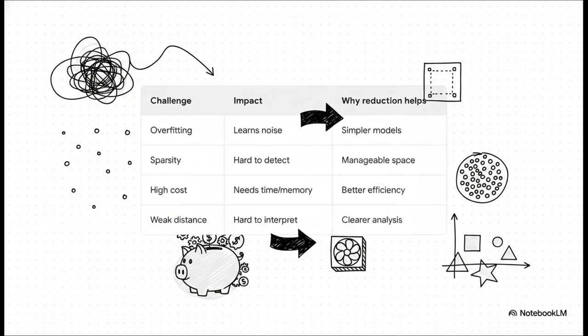Where we once had overfitting, we now have simpler, more generalizable models. Where sparsity hit our patterns, reduction makes the space dense and manageable again. Those high hardware costs, slashed, improving efficiency. And those weak, meaningless distances are replaced with clear, interpretable analysis. It solves the curse across the board.